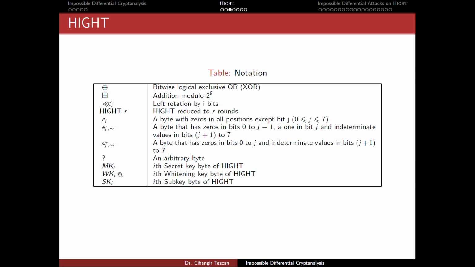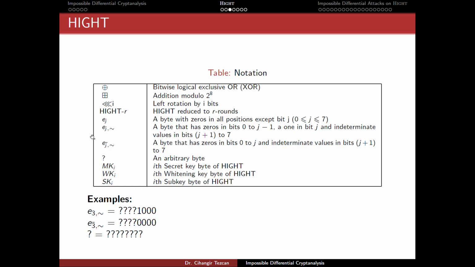Since HIGHT has 128 bits of secret key, it is represented by 16 bytes denoted as MK_i. In the beginning and at the end of the encryption operation, there are whitening keys. They are represented by WK_i, and inside the rounds we will be using subkeys, and we will use the notation SK_i. So let's give some examples for this E notation to understand what is going on.